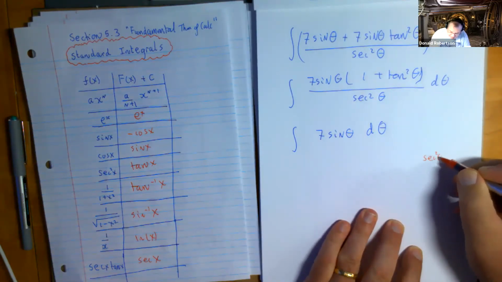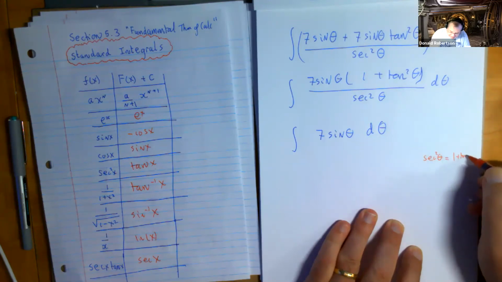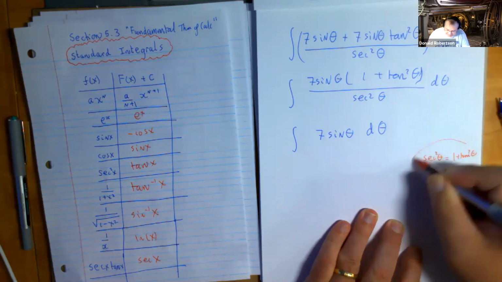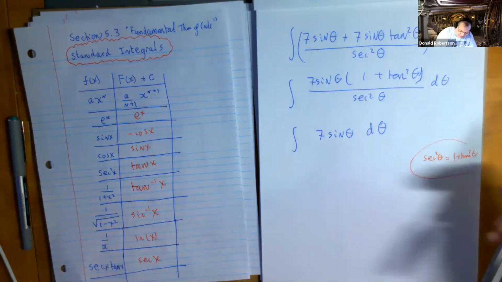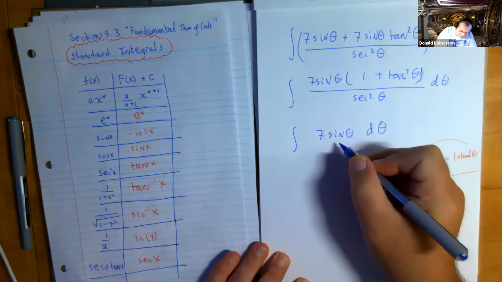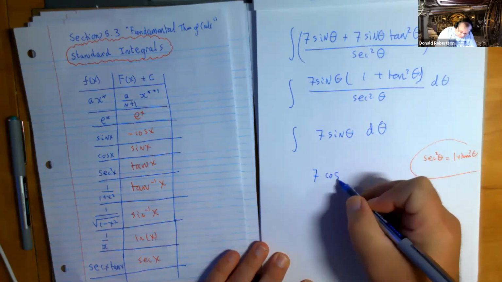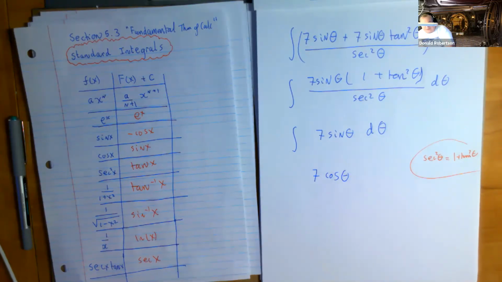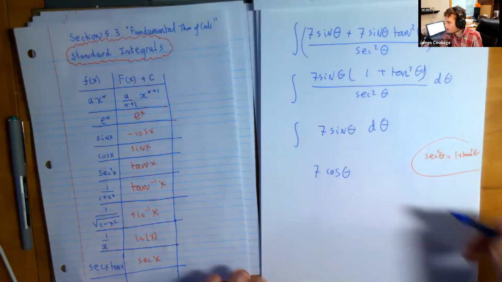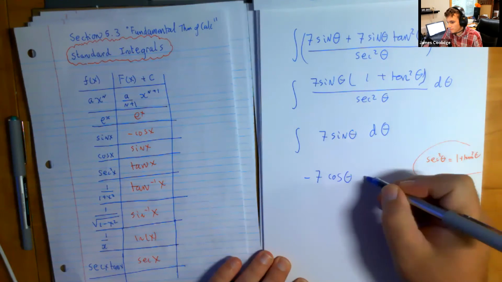Secant squared theta is that guy. Okay. If you find an antiderivative of 7 sine, do you get a 7 cosine or do you get a negative 7 cosine? Which is it? Antiderivative, correct. Plus c, you're finished.